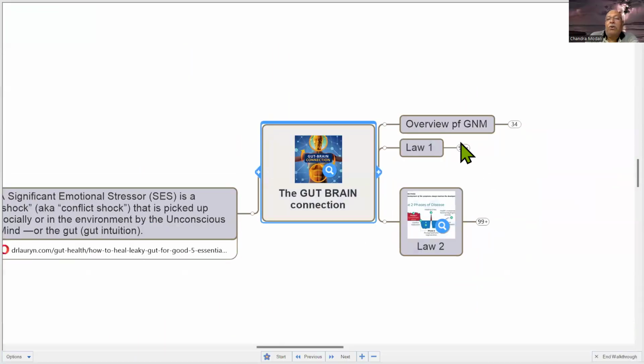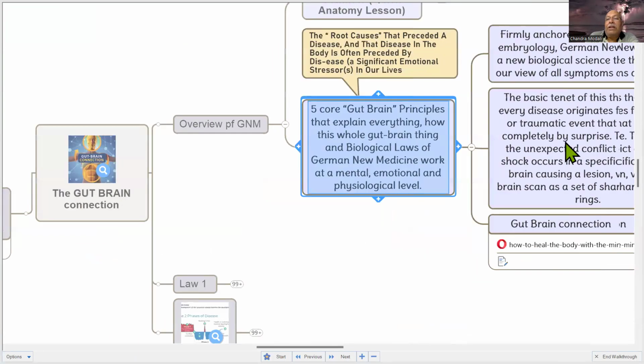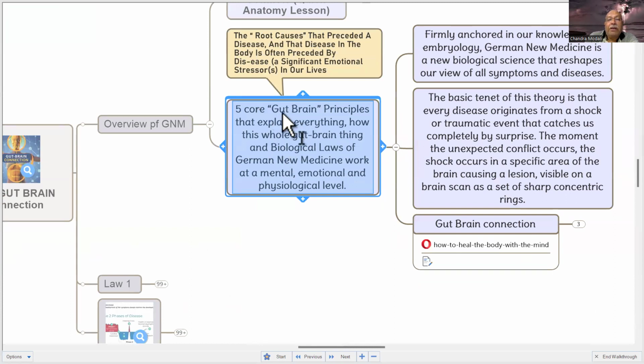So basically, what do we learn here? We learn about the 5 gut brain principles that explain everything, how this whole gut brain thing and biological laws of German new medicine work at a mental, emotional, and physiological level.